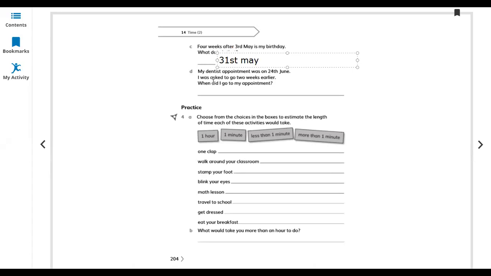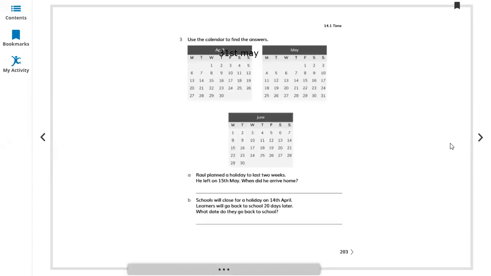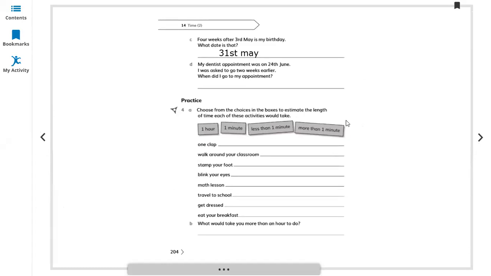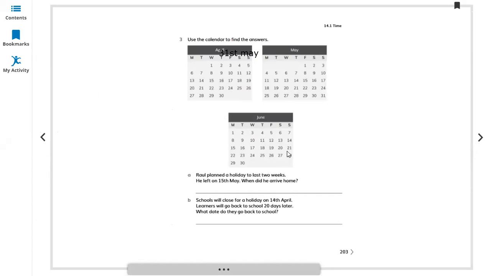The same month, my dentist appointment was on 24th June. I was asked to go 2 weeks earlier. When did I go to my appointment? From 24th, go back. 24th, which month? June, I think. Yes, 24th. So 2 weeks earlier, 1 week, 2 weeks. So it's 10 June.